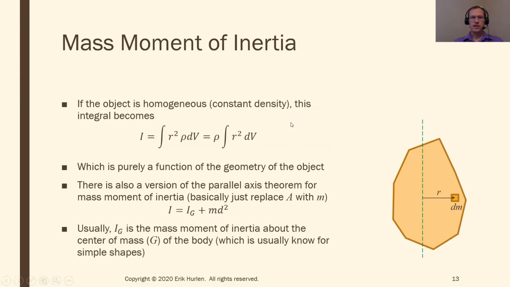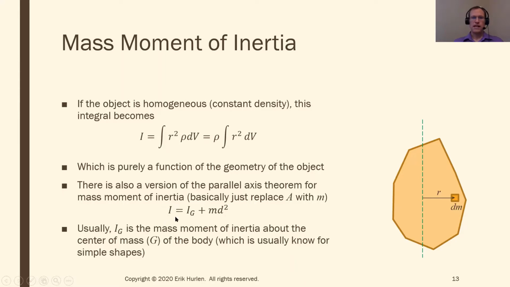If I have a constant density, I can replace my mass with density times volume, and if density is constant, I can pull it out. So I'm just left with r squared dV. And then that will be a purely geometric construct. But this is the three-dimensional geometrical construct as opposed to the previous two-dimensional version. This is very similar to everything we've done before. There's a parallel axis theorem for the mass moment of inertia, exactly the same as the one we had before.